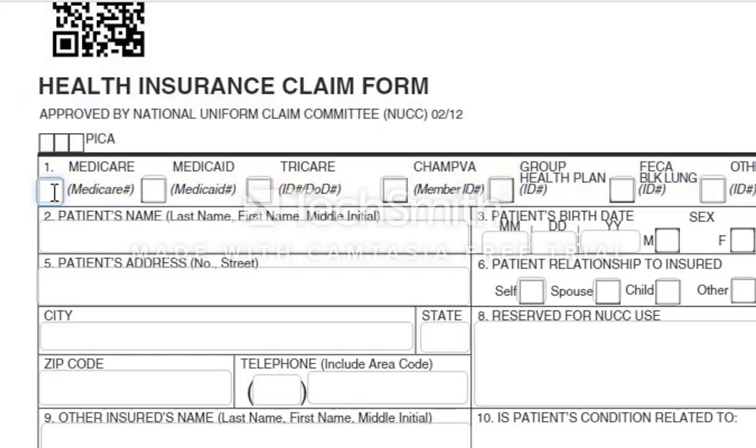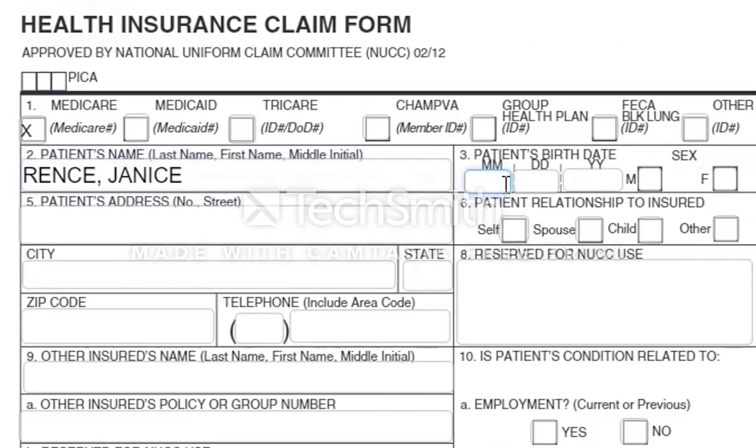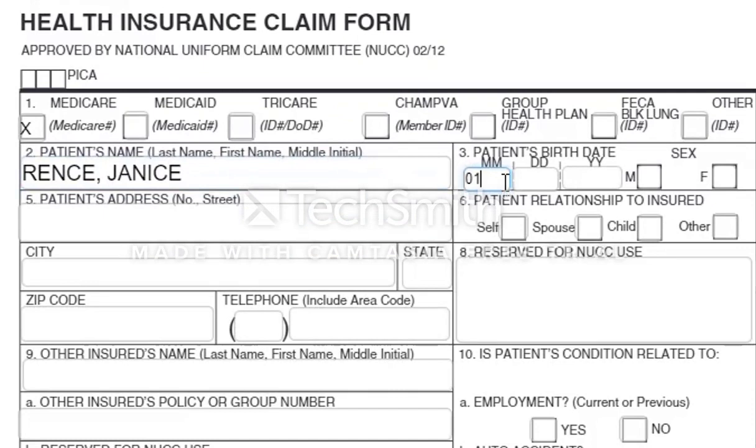Whereas with the private payers, you have the choice of group health plan or other, with Medicare, we are simply going to mark it Medicare. The patient's name and information is going to be the same, so we would type their information in here. Remember, you can use a comma, but other than that, no punctuation. We're going to put the patient's date of birth in Block 3. Okay, and then mark if they're male or female.